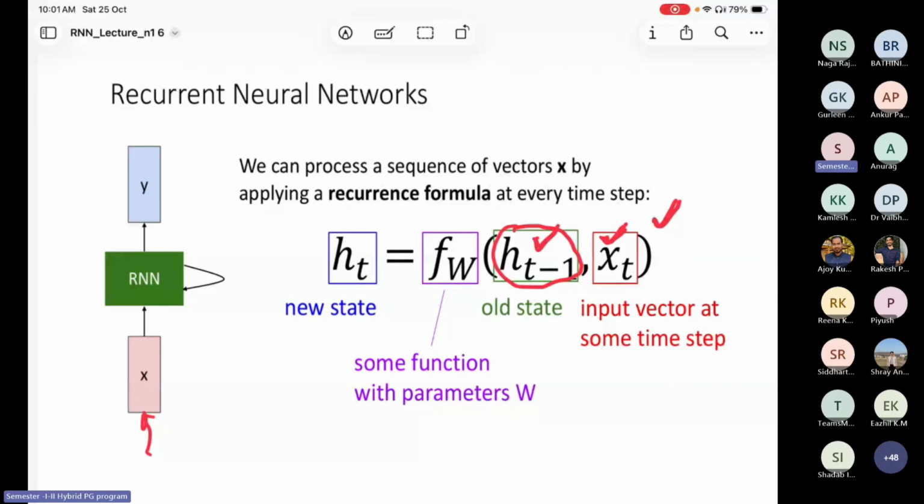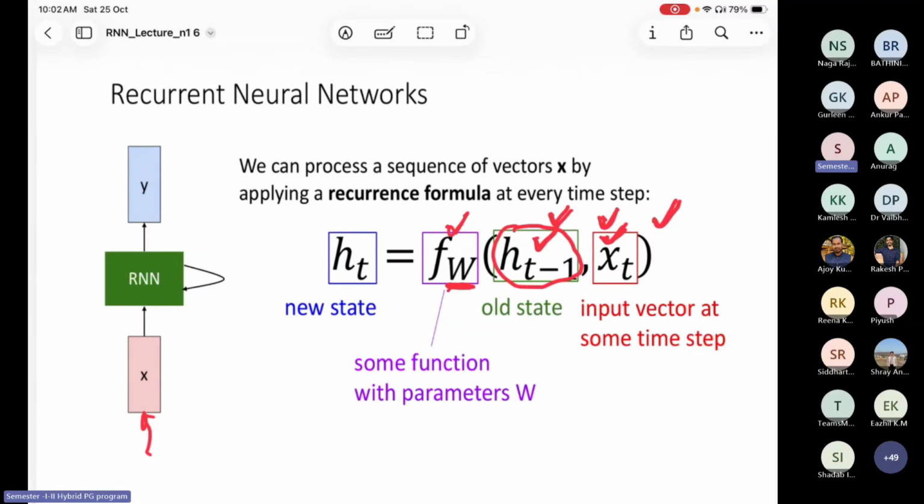So the state is containing the information. Again, we'll elaborate it in a very in-depth manner, and we'll also go through an example so that it will be easy for all of you to digest it. So these are the two inputs that are being taken here, and then you apply a function over them. That function is fw, a function which is parameterized over w.